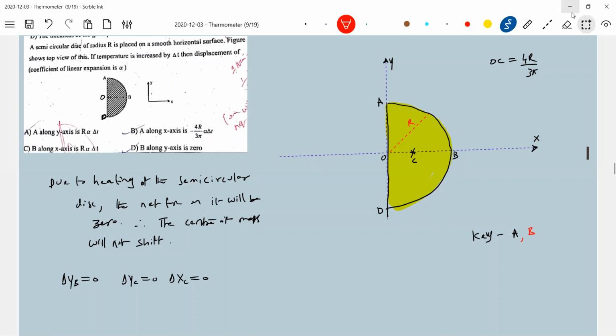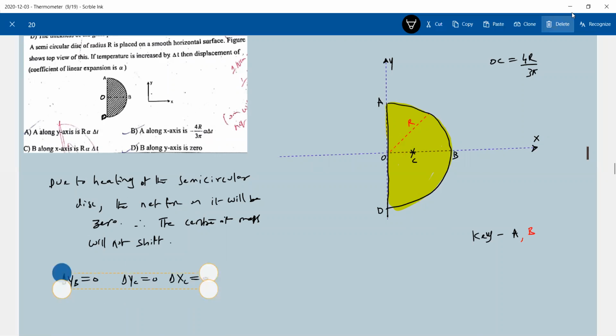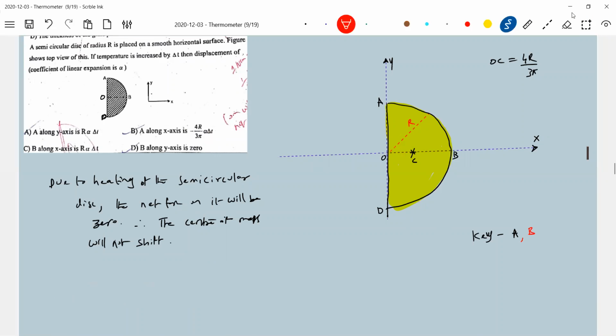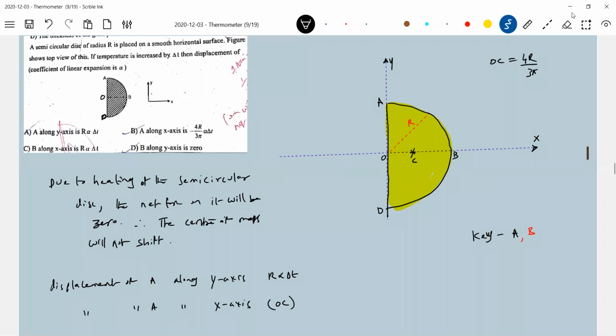Let me write the answers. I'll put all the things. Anyway, we'll write the key and we'll write all the expressions also. You'll understand. Displacement of A along the y-axis, how much is it? R alpha delta theta. Displacement of A along the x-axis, at what distance from the center of mass? So I'll write it, OC alpha delta t, which is equal to how much? OC is equal to 4r by 3 pi.